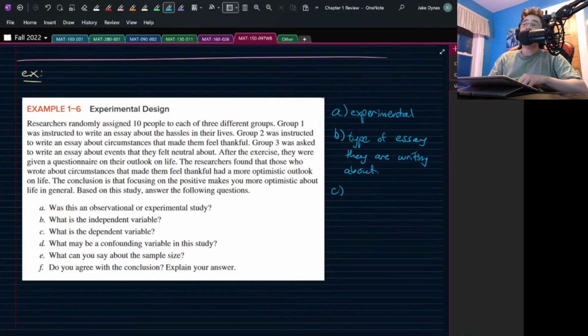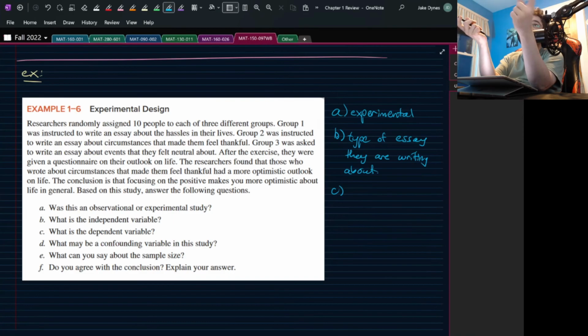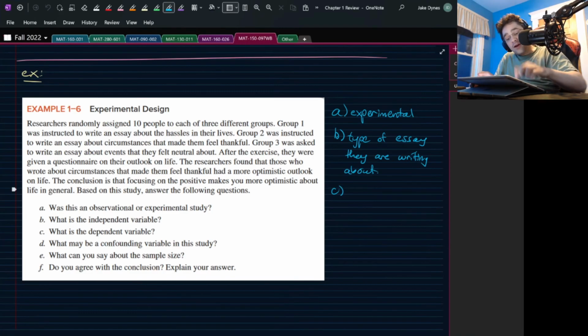What is the dependent variable? So remember, the dependent variable is what they're trying to see is affected. And here it says, after the exercise, they were given a questionnaire on their outlook on life. The researchers found that those who wrote about circumstances that made them feel thankful had a more optimistic outlook. So what were they measuring here? After they wrote an essay, they're measuring their outlook on life and seeing if the essay that they wrote affected that. So the thing being affected, that's the dependent variable. In this case, it's their outlook on life.